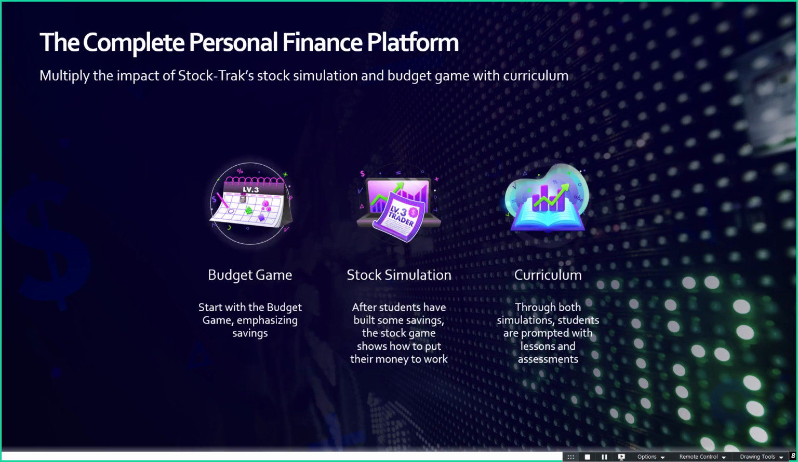Which goes into how the rest of the budgeting game actually figures in with StockTrak. So now for a personal finance class using StockTrak, there's 3 major components that all work together. There's the budgeting game that I've been talking about here, our stock market simulation.